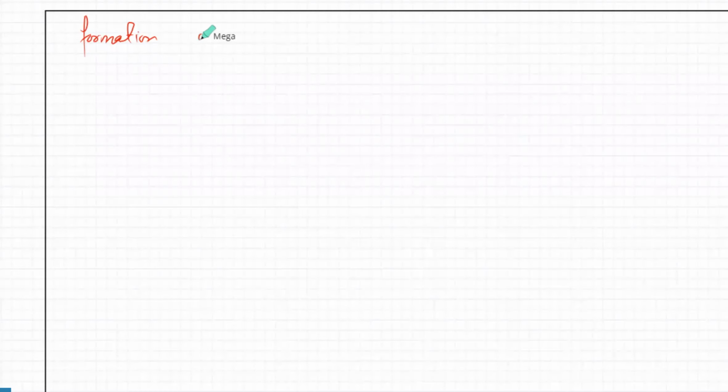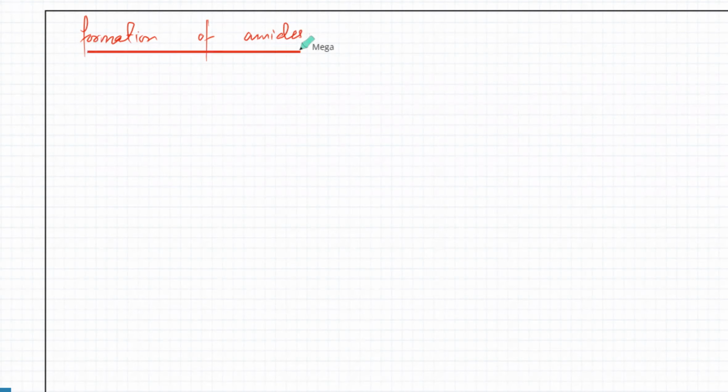So I'll just cover the remaining reactions. Formation of amides. An amide is C double bond O with NH. That's the group of an amide. That's an amide group. And amides are formed when you have an acyl chloride.